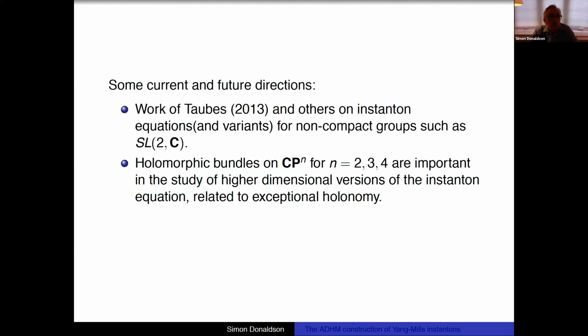Finally, we could mention some current and possibly future directions of research which involve many of the same ideas that we've touched on here. Again, there would be many things that one could say here. I'm just choosing 2. In one direction, there's increasing interest recently in looking at instanton equations and variants of those equations for non-compact groups, such as SL2 of C, for example. This comes from work of, for example, Taubes and others in the last few years.